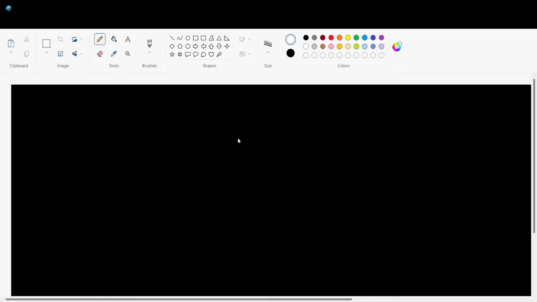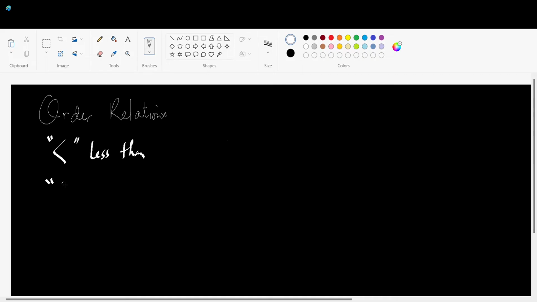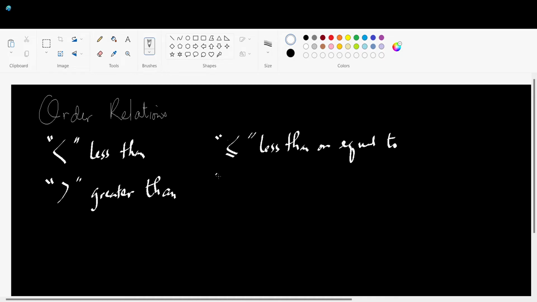Let us discuss the different order relations. The order relations include less than, greater than, less than or equal to, and greater than or equal to.